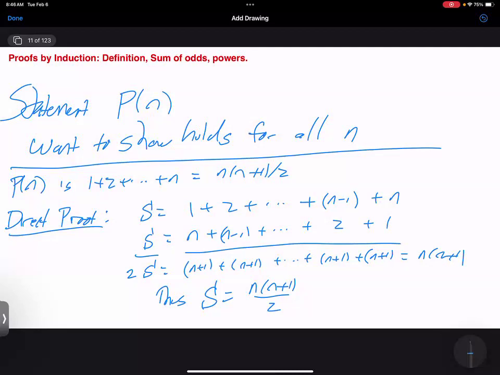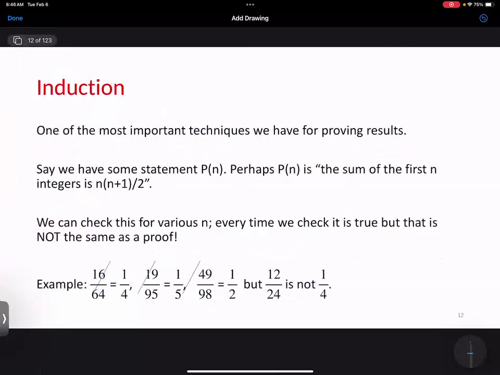Okay. So we're going to talk about proofs by induction. We can't check for every value of n, so we need a way to formally check all values of n in a finite amount of time.